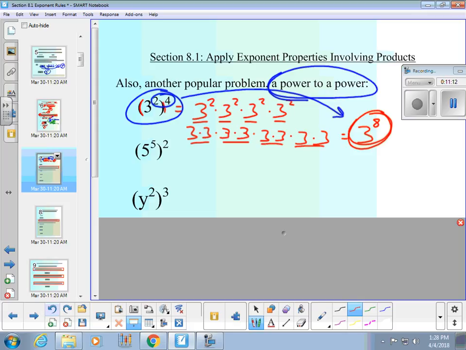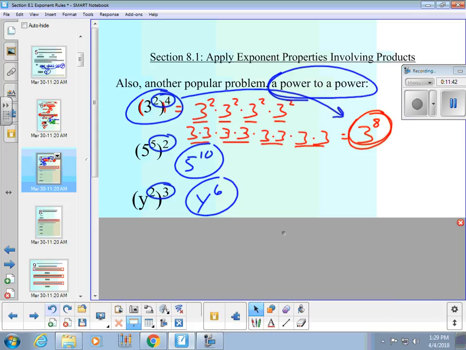So jumping to the next two, without writing in expanded form, I'm just going to jump right to the answers. This is 5 to the 5th, squared. Well, that means I'd have 5 to the 5th times another 5 to the 5th. And if I have 2 of those and I write all the 5's, I'd have 10 5's multiplied together. So this is really just like 5 to the 10th power. I can just take these two exponents and multiply them and keep that same base. Same thing if it's a variable. y squared to the 3rd power would just be y to the 6th. I just multiply those two powers together.